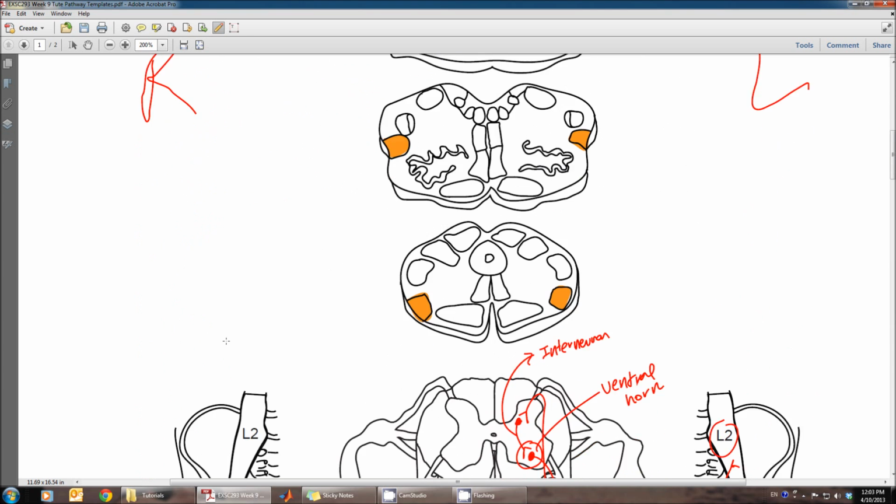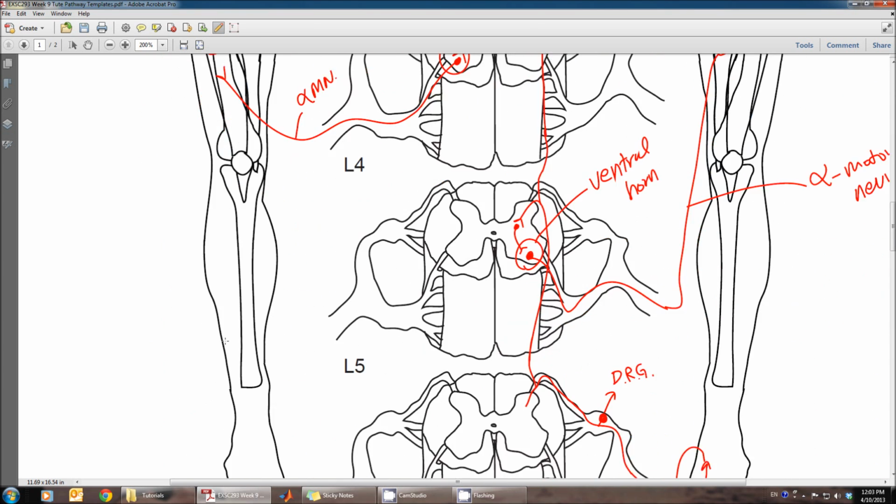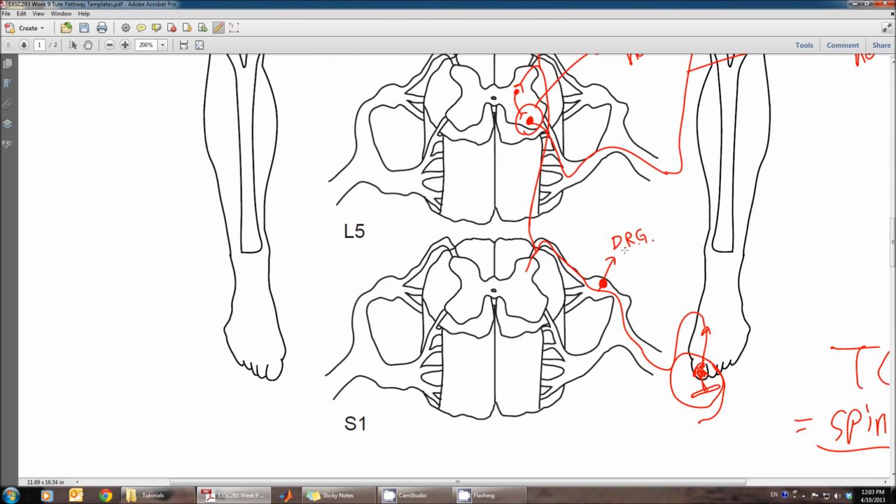And where is our first order neuron? First order neuron, ready to draw. Its soma is in here, dorsal root ganglia, and that's where it finishes.